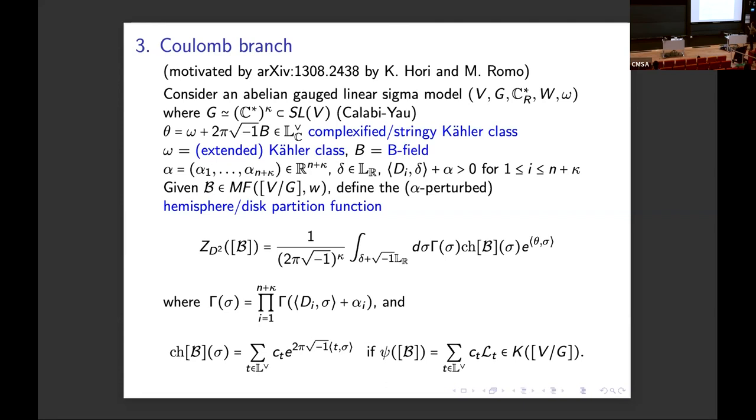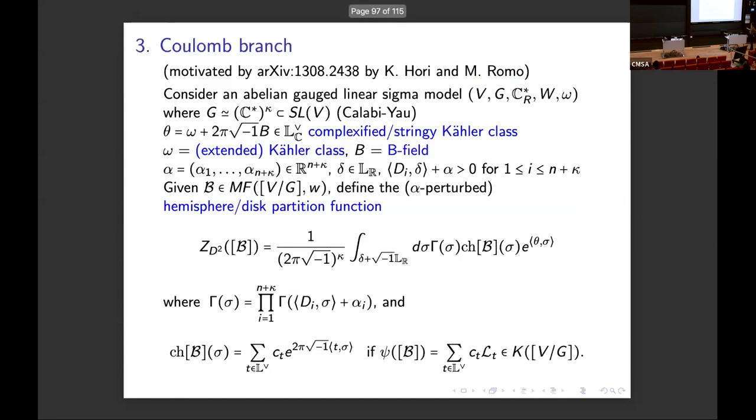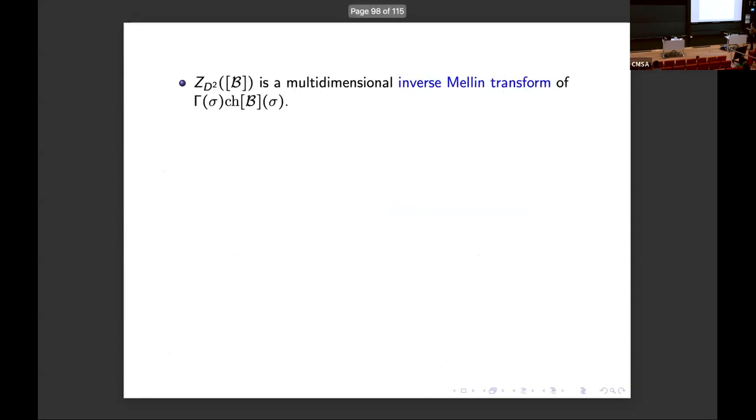This is motivated by Hori and Romo. What we did is add this alpha perturbation, which is like an equivariant perturbation using the biggest torus. This is a multi-dimensional inverse Mellin transform. Moreover, when we let alpha i go to zero, we get the case without superpotential. And when alpha i goes to qi over two, recall that qi are R charges, we get the invariant with superpotentials.